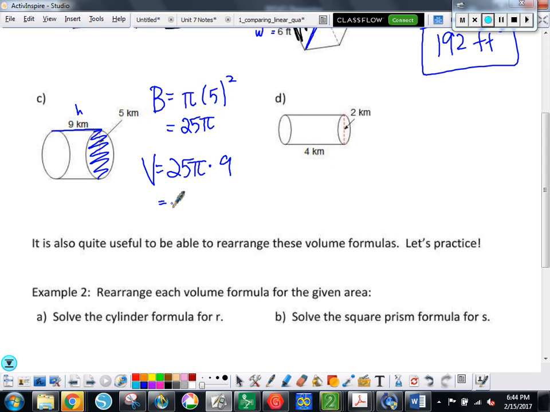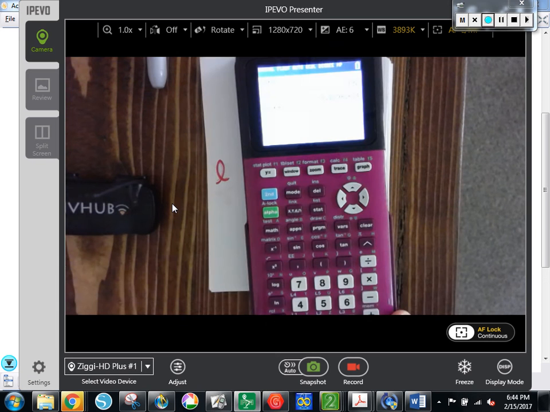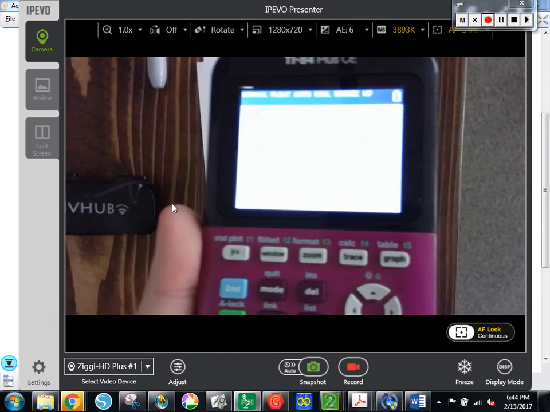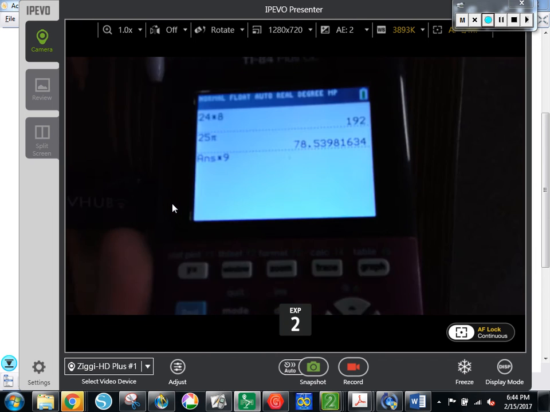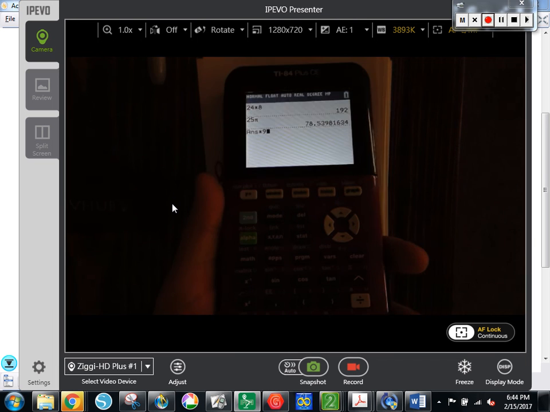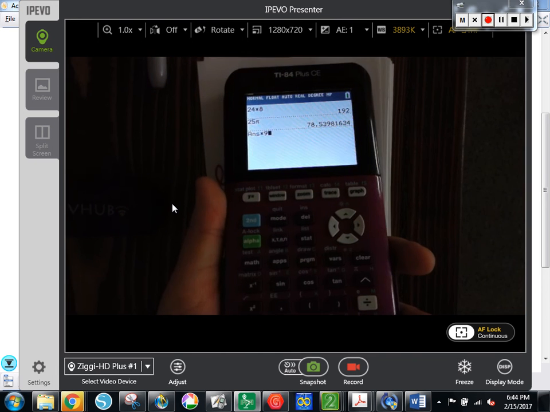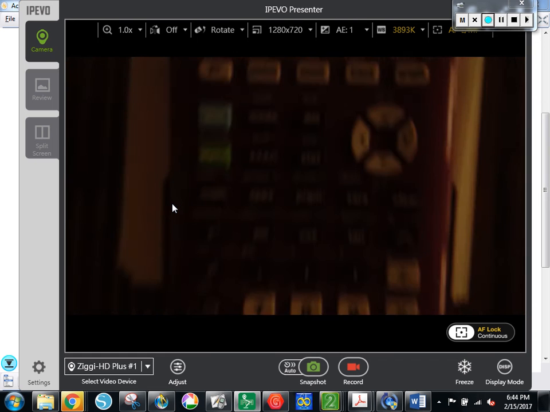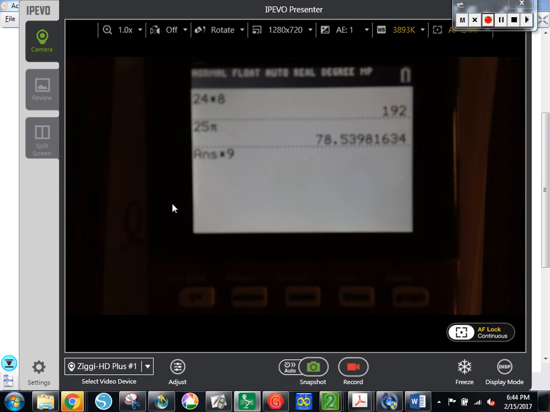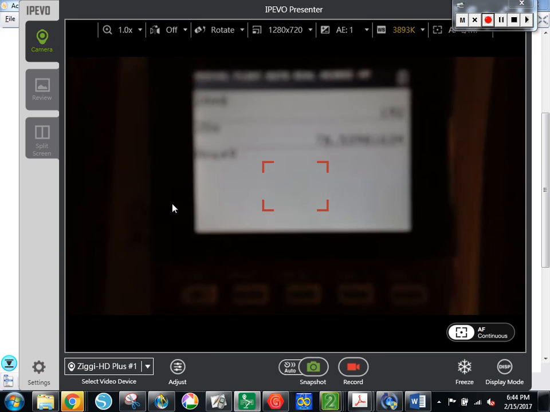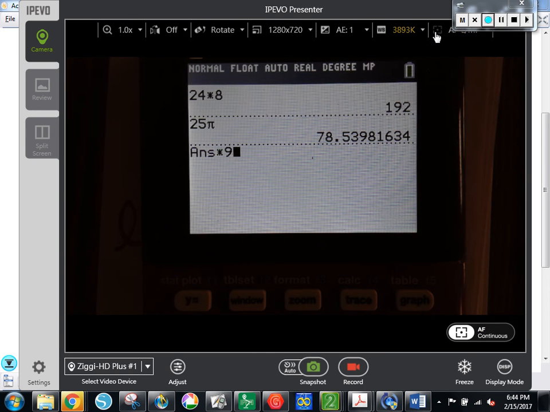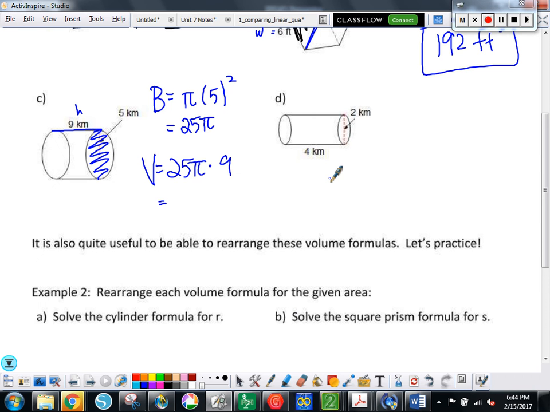Plug that into the calculator. So you can see me. Oh, maybe you can't because I changed it. Can you see that? So I plug it into my calculator, and I get 78.5 kilometers cubed.